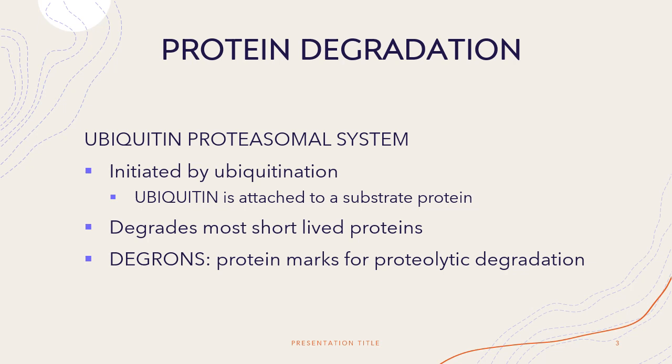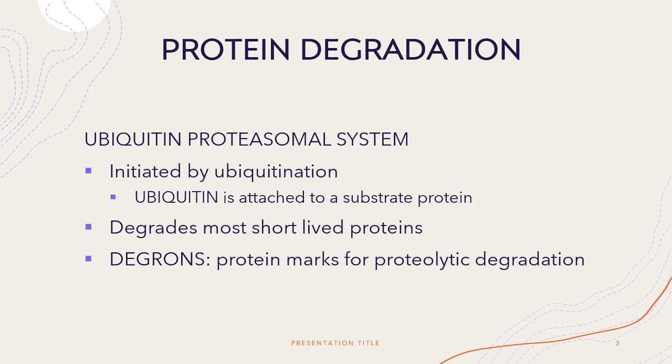Let's take a look first at the ubiquitin-proteasomal system. This is initiated by ubiquitination, in which ubiquitin is attached to a substrate protein. Ubiquitin is a 76-residue protein, 8.5 kilodaltons in molecular weight, and it attaches to your substrate proteins.